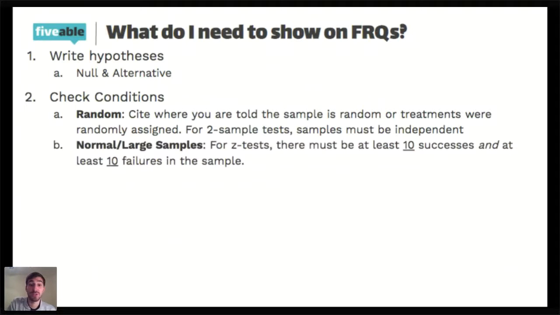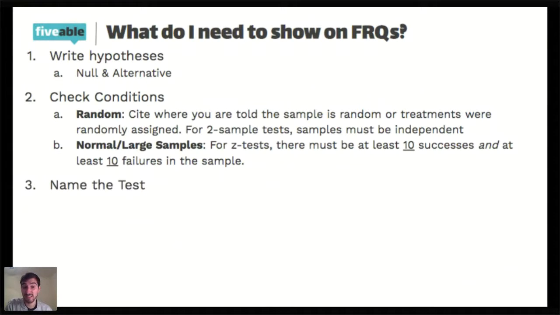You then need to make sure that the samples are large enough. Just like with confidence intervals, the conditions are the same. Got to have at least 10 successes and 10 failures for z-tests. And if it's a t-test for means, you got to have at least 30 in your sample, or the data you see must already be approximately normal. We're doing z-tests today, so we're looking for at least 10 successes and at least 10 failures.